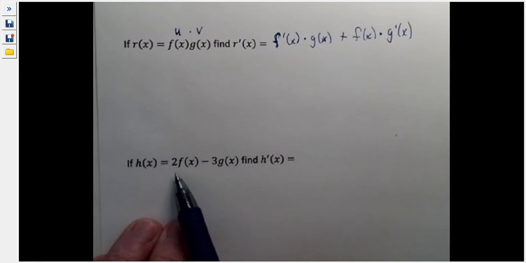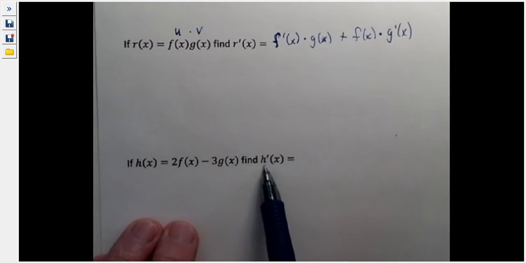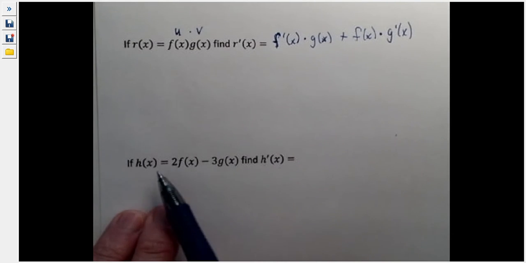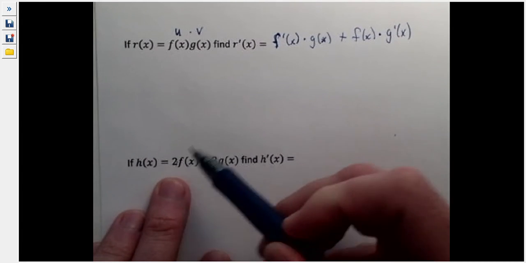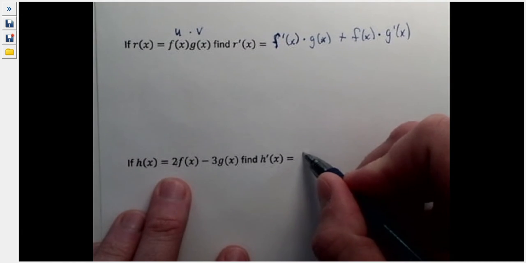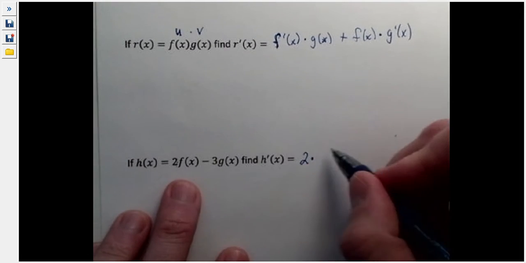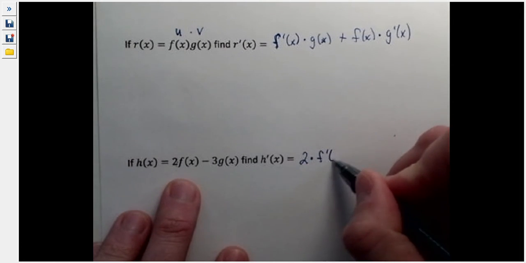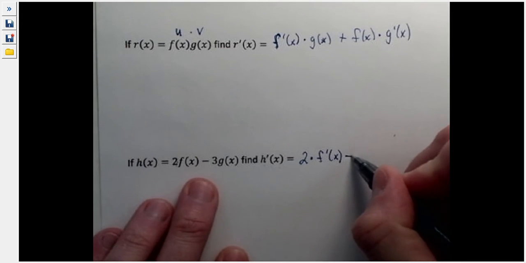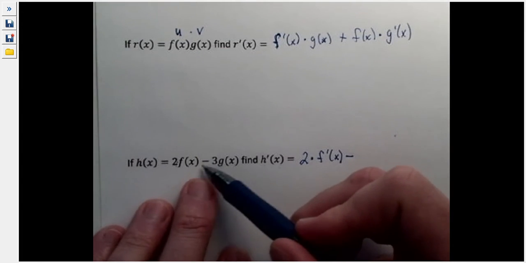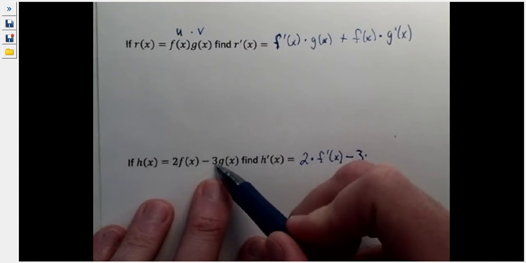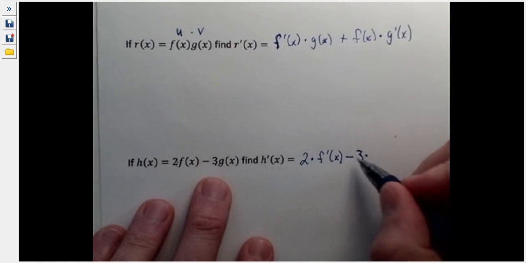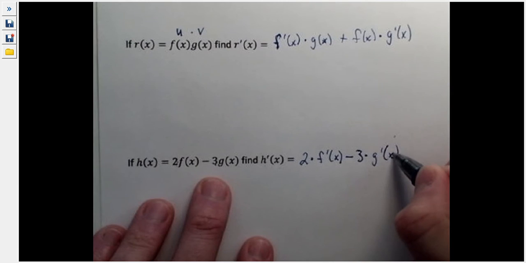Okay? Similar here, I have h of x is equal to 2 f of x minus 3 g of x. Find h prime of x. Okay, so we're taking the derivative. So here we have the derivative of 2 times f of x. Well, the constant multiple rule says this is just going to be 2 times the derivative of this function, and the derivative of f of x is f prime of x. Minus, because we're using the difference rule, saying that we could take the derivative of this one and this one separately. And again, the constant multiple rule says 3 is just a constant, times the derivative of g of x, which is g prime of x.